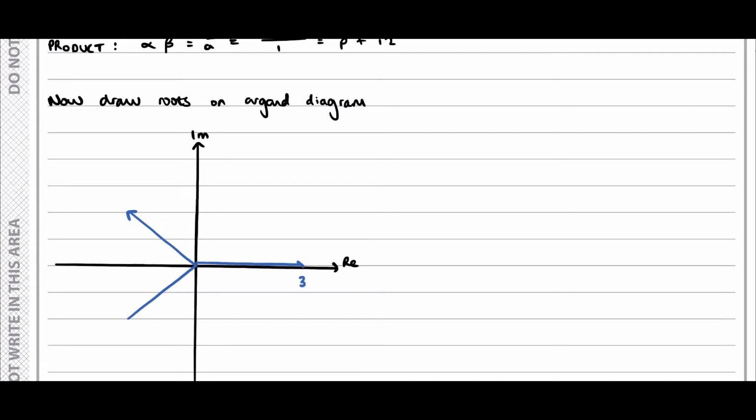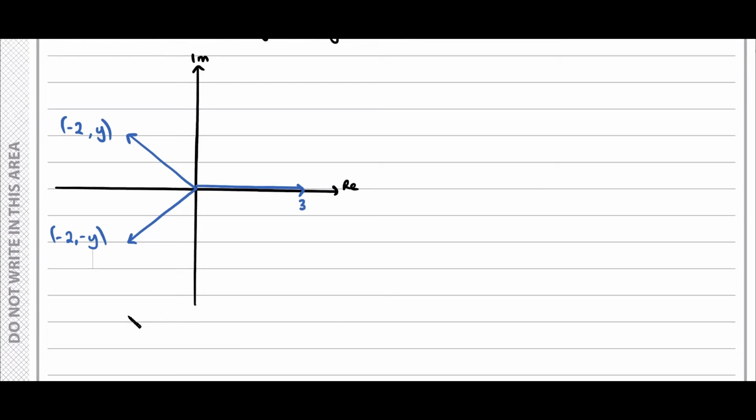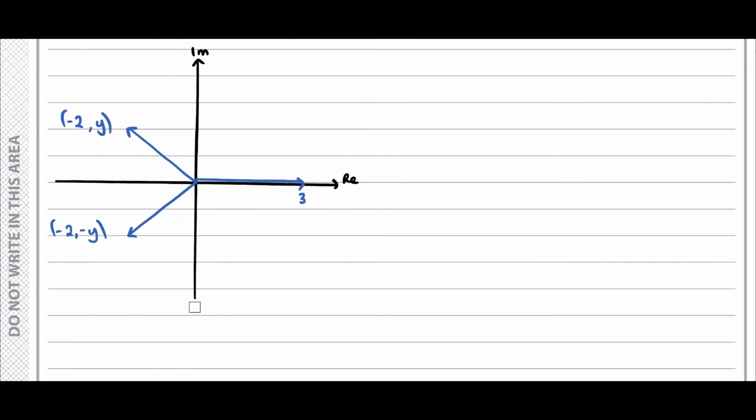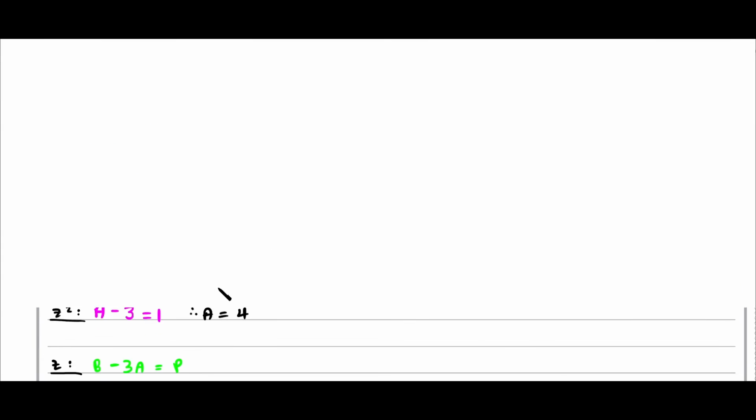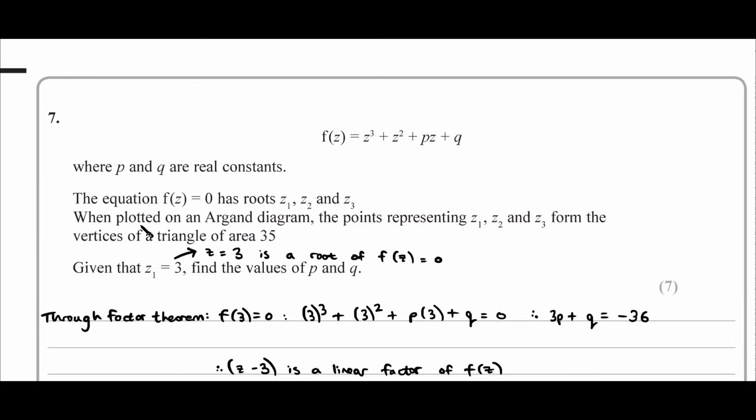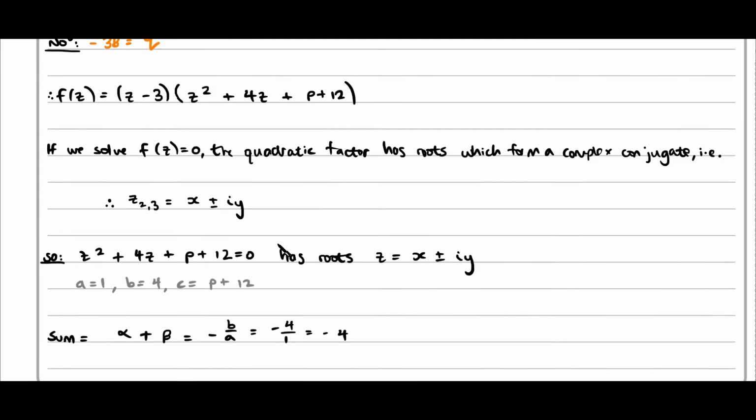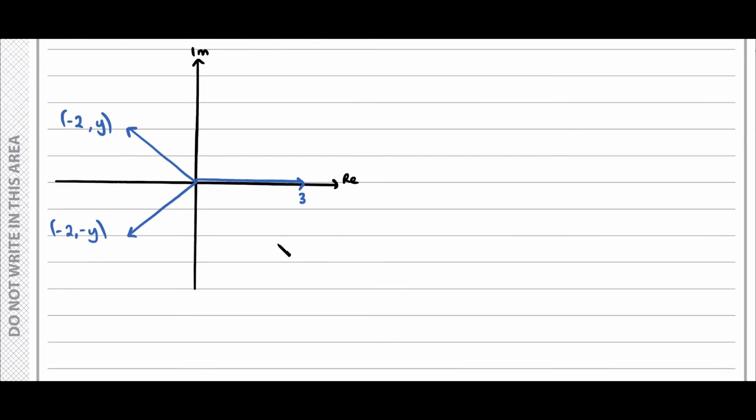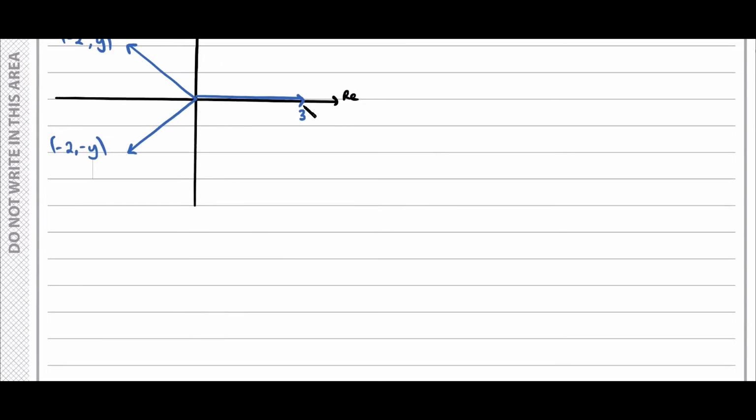So we have minus 2 plus iy. Here we have minus 2 minus iy. Okay? So having said that, if I go back to the question and give you the exact wording, we know that when plotted on an Argand diagram, which we've already drawn, the points representing Z1, Z2 and Z3 form the vertices of a triangle of area 35. So with this, we know that the area of the triangle is equal to 35.